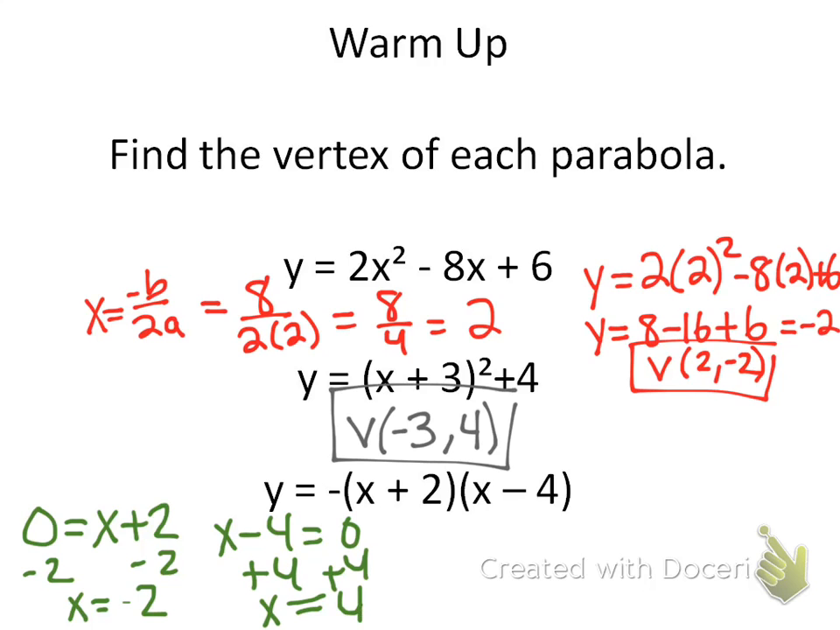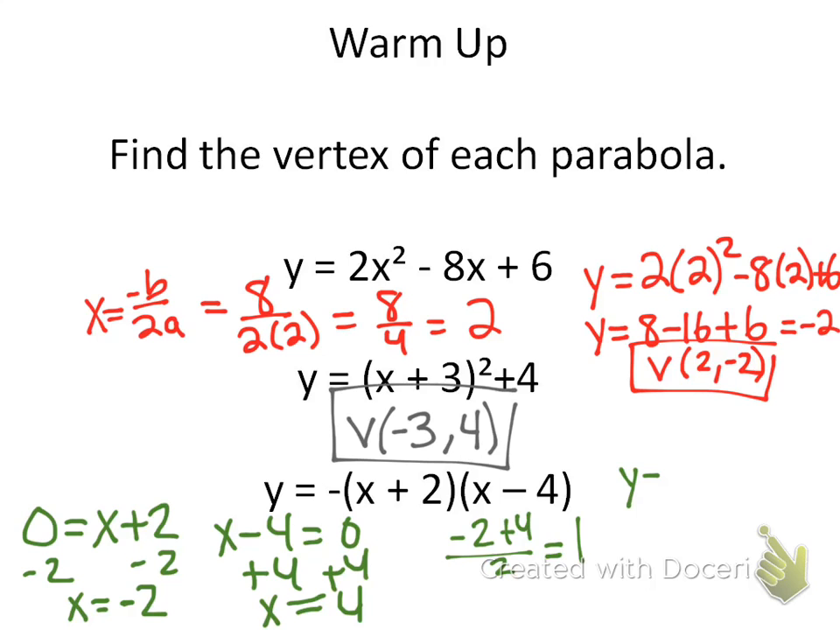So once you have the x-intercepts, what do you do with them? Yeah, you find the average. Remember, the axis of symmetry will be right in between those since these graphs are symmetric. And the vertex lies on the axis of symmetry. So we need to find the average. So add them together, divide by 2. That gives us 1. So the x value of my vertex is 1.